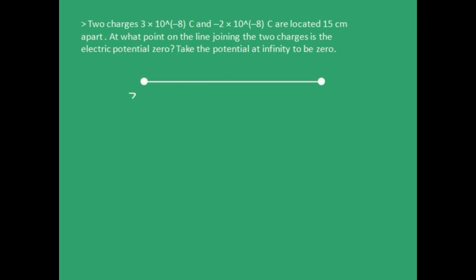Well, this is the question. Two charges, 3 times 10 power minus 8 coulomb and minus 2 times 10 power minus 8 coulomb, are separated by 15 centimeters, and I have to find a point on the line joining these two charges where the electric potential is 0. Now if I extend this line in both directions, I have three cases. I don't know whether the point is to the left of the positive charge, to the right of the negative charge, or in between these two.